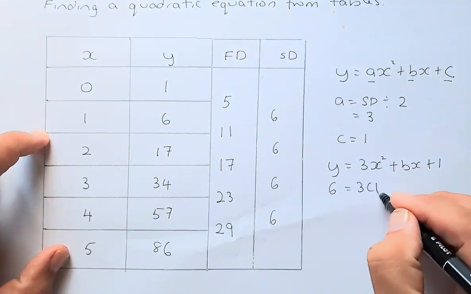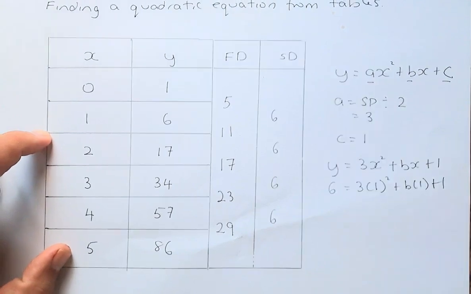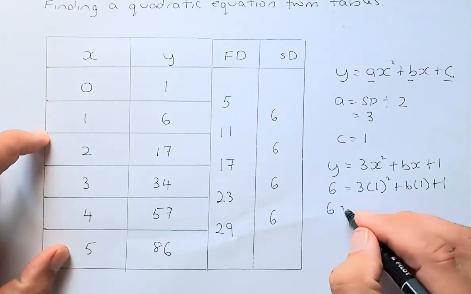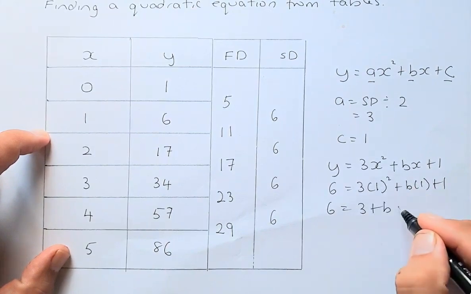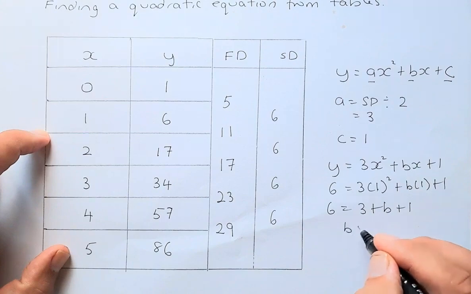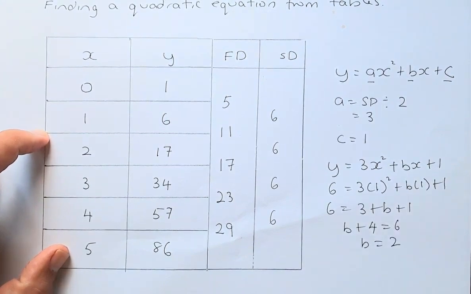So 6 equals 3 times 1 squared plus b times 1 plus 1. Now you simplify that. 1 squared is 1, 1 times 3 is 3, plus b plus 1. So b plus 4 equals 6. So b equals 2.